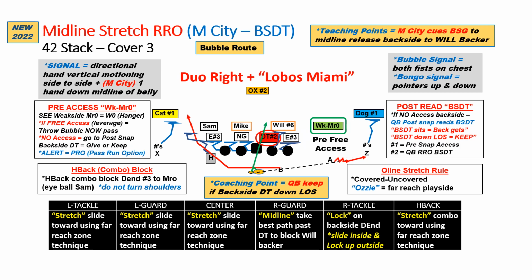We can do midline stretch. Now we're going to read the backside defensive tackle. Again, we call these M cities, again as a suffix. Still running stretch zone to the left with the back as normal. Quarterback is going to take his slide step to the left, and read now the defensive tackle. If the defensive tackle sits, the back gets it. If the defensive tackle chases down the line, then the quarterback's going to keep going right up inside. As always, he has the opportunity pre-snap, if he has free access, to throw the bubble.